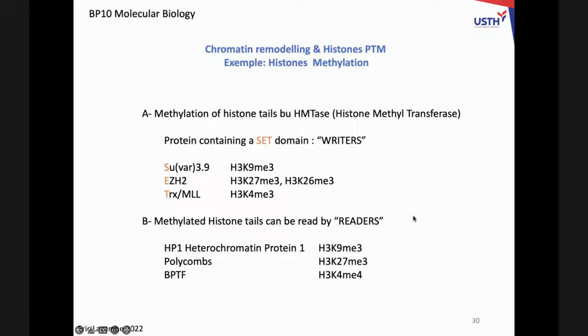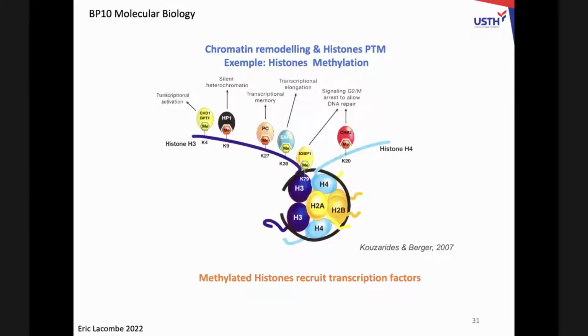So do you understand better the concept of writer proteins and reader proteins? It's important that you answer me for that. Is it okay or not? It's okay. So we have two partners, one that is writing the code and the other one that is reading the code. Okay. So all this data, we keep that in mind. So this was a little bit of detail on how it works.